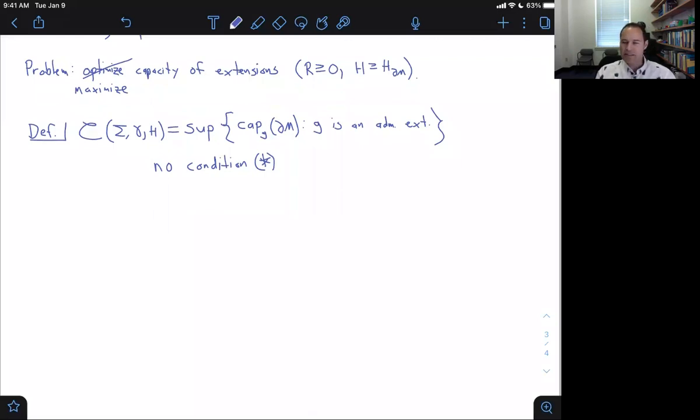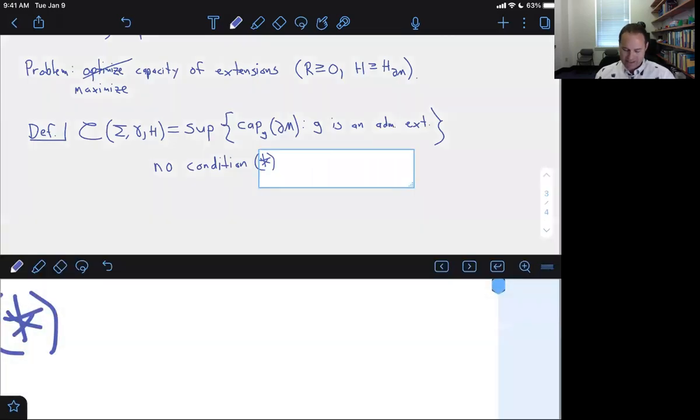Another way of thinking about what this is doing is, again, it's trying to seek the most optimal way of getting from your boundary out to infinity with non-negative scalar curvature. You're trying to arrange things as efficiently as possible from the point of view of capacity. You can think of it as a max-min problem, because the capacity is defined as an infimum, and then we're taking a supremum of that.